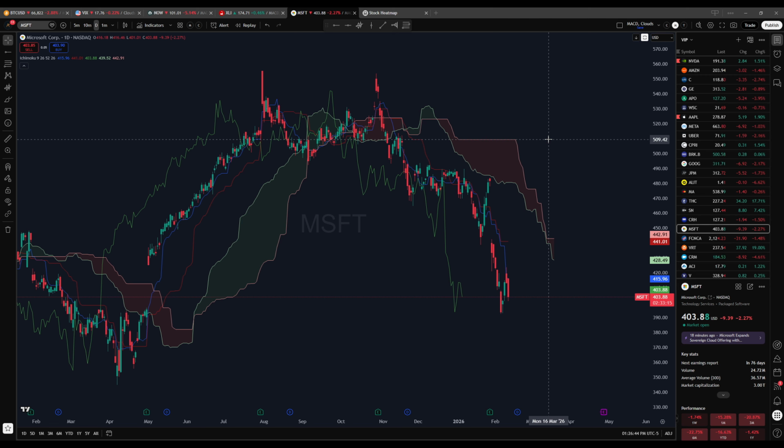We don't exit based on fear. We exit based on signs of underperformance. The first sign of trouble is the lagging span dropping below price. So if you look at Microsoft here, this green line back here is the lagging span.